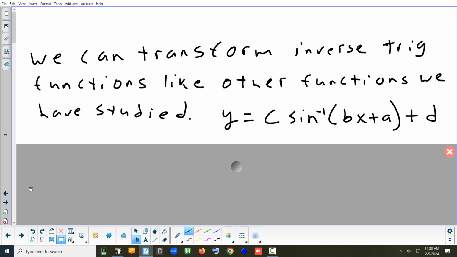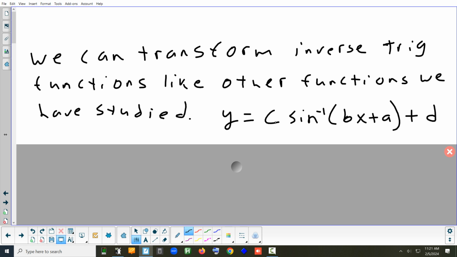Okay. Let's do D. What kind of transformation is D? Vertical shift. I just want to do the shifts first. What if D is positive? Goes up, negative, goes down. So there's your shifts. Now let's do the other ones. B. What kind of transformation is that? Horizontal stretch or compression. If B is a big number, what does it cause the graph to do? Compress. Small number, stretch.